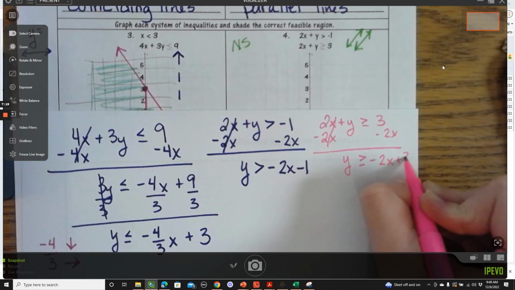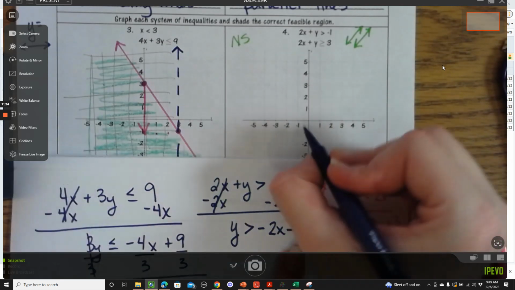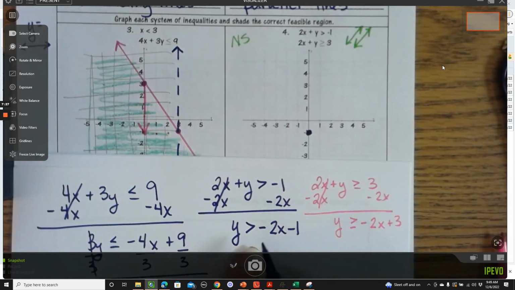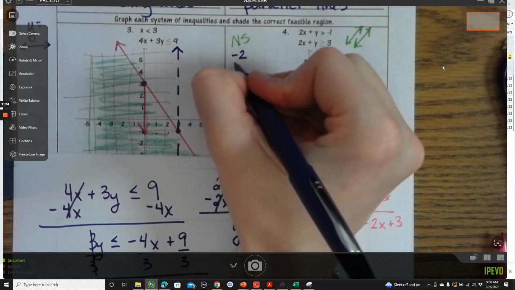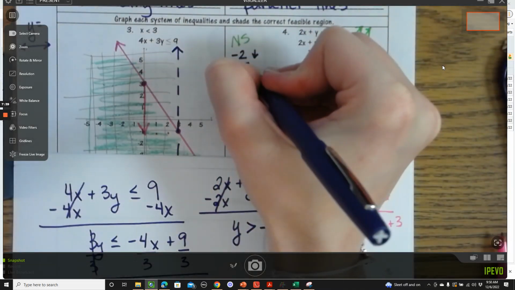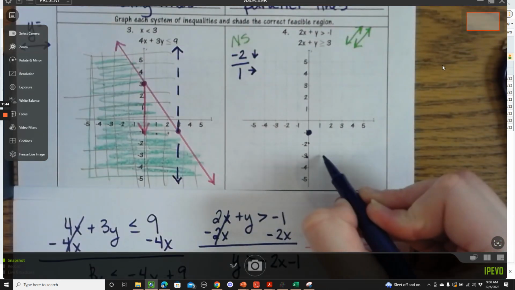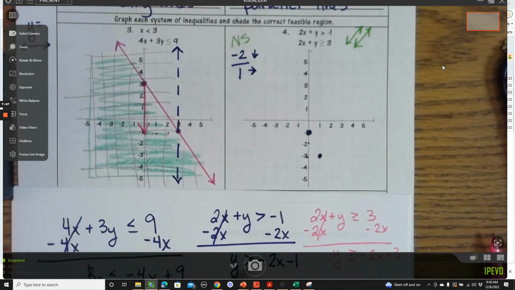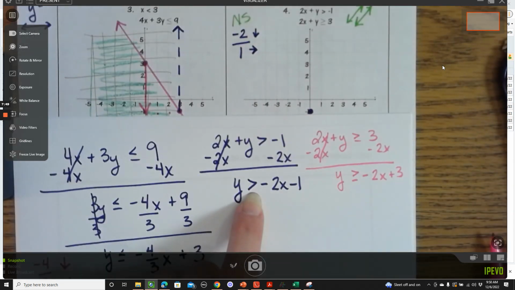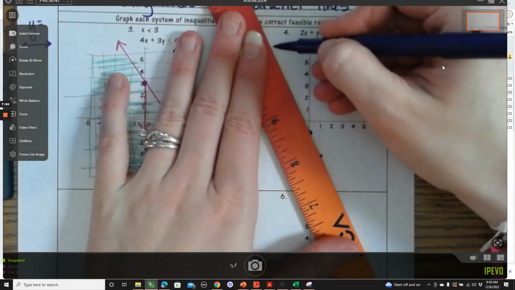Okay, so negative 2x minus 1. That means I'm going to have a dot at negative 1. The slope, negative 2. If the slope is negative 2, remember what I told you? If it was a whole number, not a fraction, put it over 1. So you're going to go down 2 over 1. So from this dot, 1, 2 over 1. And then I look at the sign. There's no line underneath it, so this line is going to be dashed.